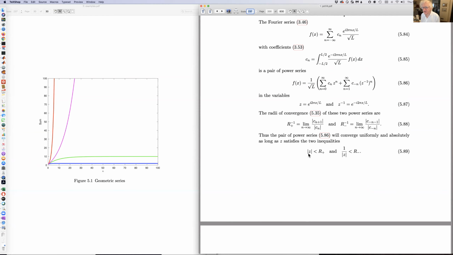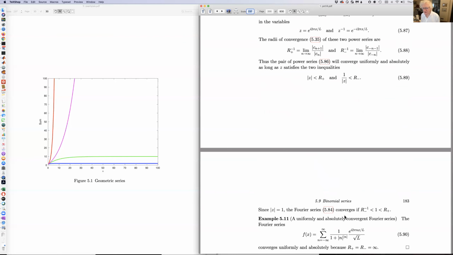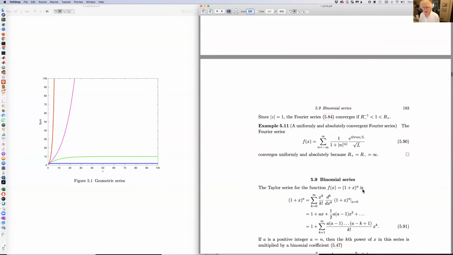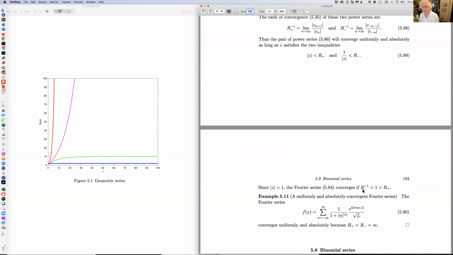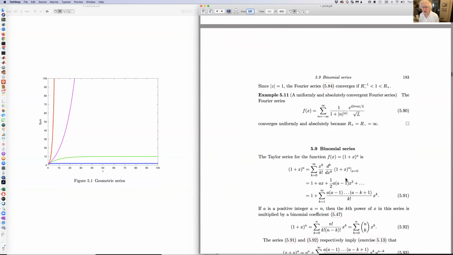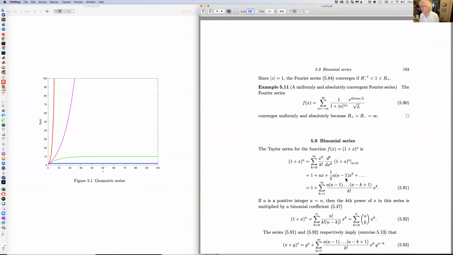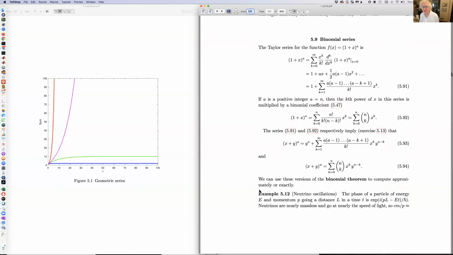But z is of unit size, and so consequently the Fourier series converges if r plus and r minus are both greater than 1. Then the Fourier series converges absolutely and probably uniformly as well. Yeah, uniformly and absolutely. Okay. Binomial series. Well, these are examples of power series.